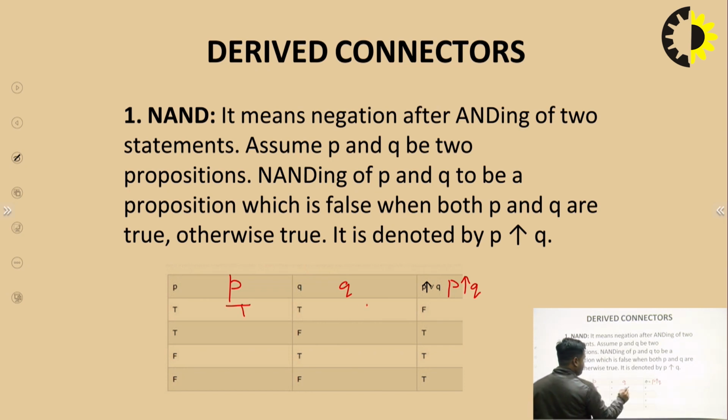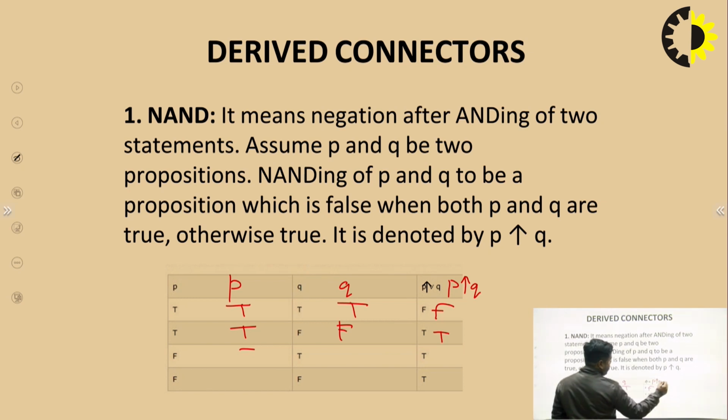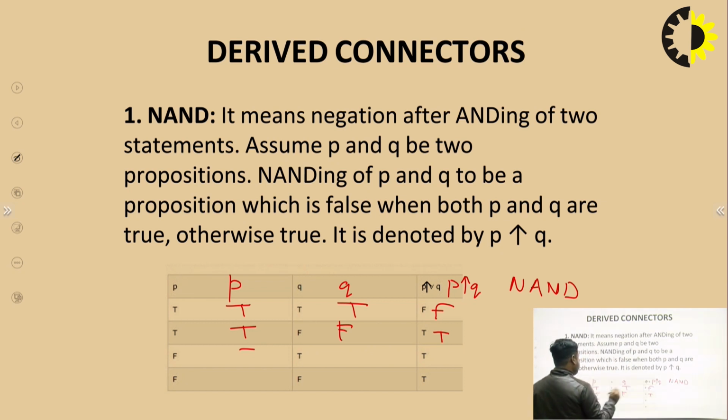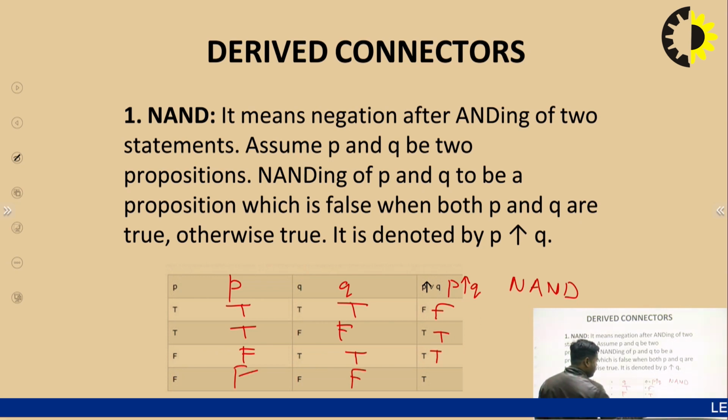True, true, then false. True, false, then true. Only when both are true is the result false. We are putting the NAND operation. NAND means negation of AND. So the opposite of AND: false, true, true, true. This is the truth table of NAND.